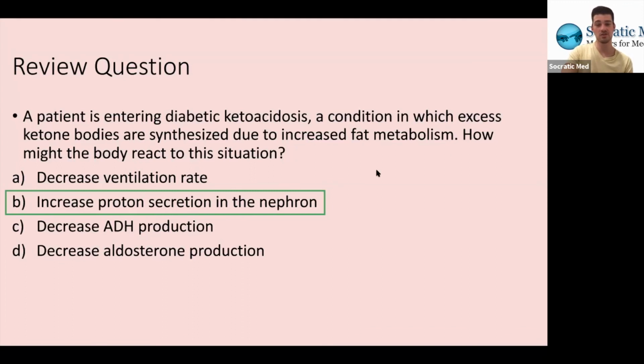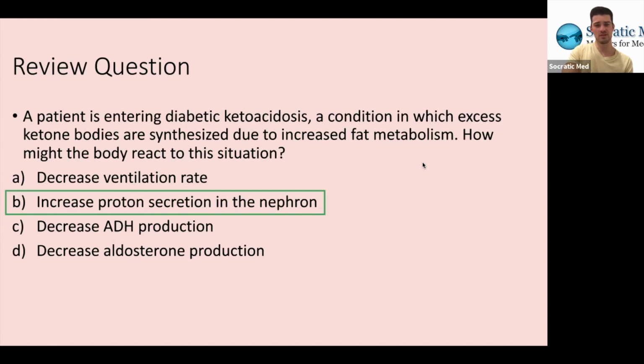So a decrease in ventilation rate would not help the situation. This would make it worse. Diabetic ketoacidosis often causes hyperventilation because, like we spoke about before, that's the way that your body really restores pH the quickest.